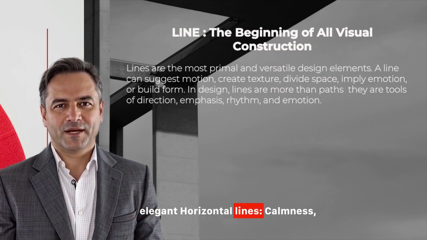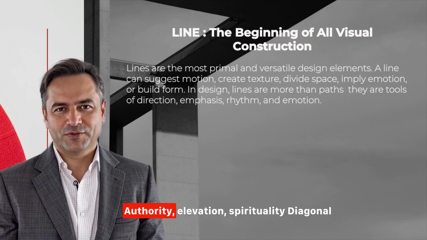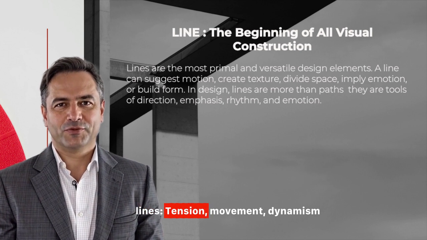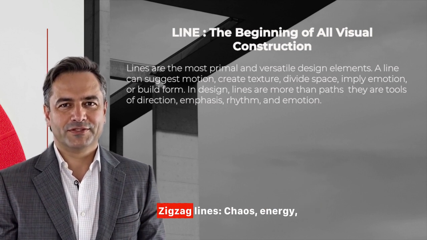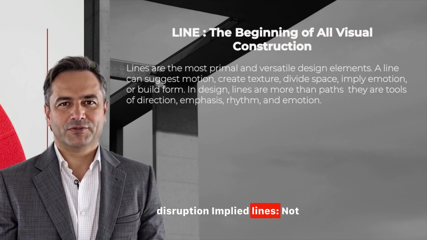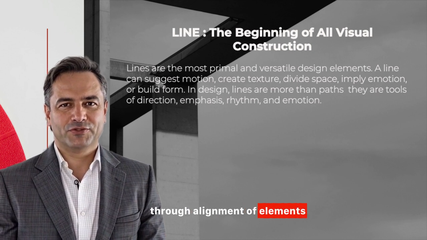Horizontal lines: calmness, stability, grounding. Vertical lines: authority, elevation, spirituality. Diagonal lines: tension, movement, dynamism. Zigzag lines: chaos, energy, disruption. Implied lines: not physically drawn, but perceived through alignment of elements.